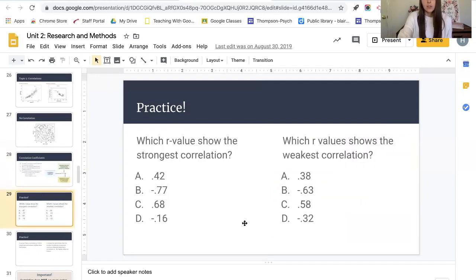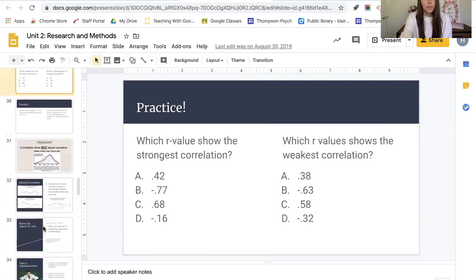So this is a little good practice for you to go back over: which r value shows the strongest? This can be positive or negative. We're just seeing which number is the closest to either 1 or -1. And we see that -0.77 is the strongest correlation. It's the strongest, and the negative sign lets you know that it's negative, right? And then which r value is the weakest correlation? This one would be the one that's closest to 0. So that would be -0.32, right? Because that's the closest to 0 out of all of those.